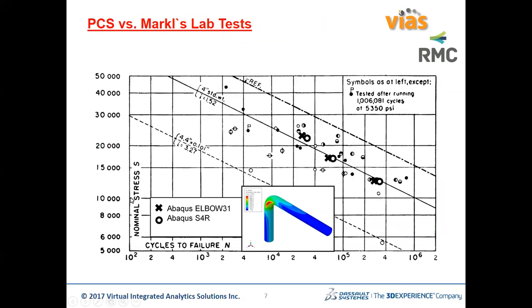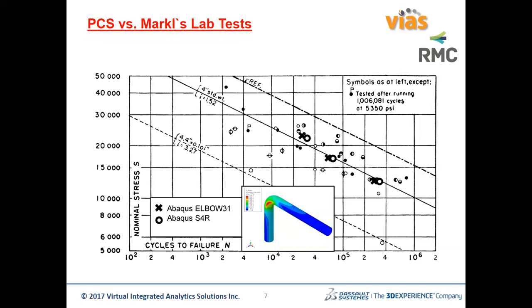For instance, here we have a simple case study that we have performed, where we compared the results from Marco's original lab tests that were used to develop the stress intensification factors table. As you can see here, the X's are Abaqus elbow 31 elements, and the circles are Abaqus shell elements.